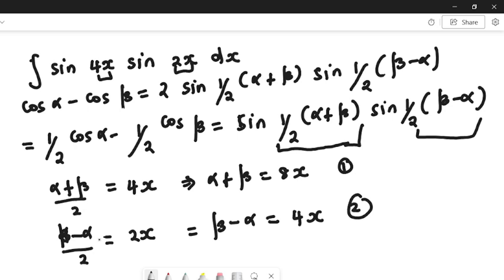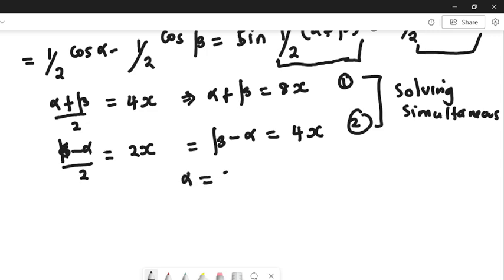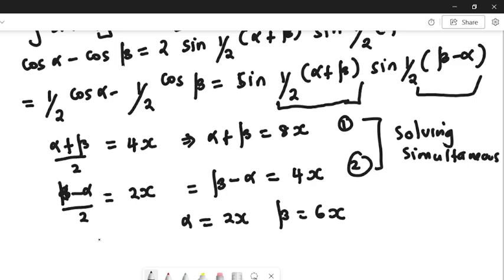If you solve the two by elimination, which is quite simple, you solve them simultaneously. We're going to get alpha is 2x, and beta is 6x. What remains is to substitute back in this equation.